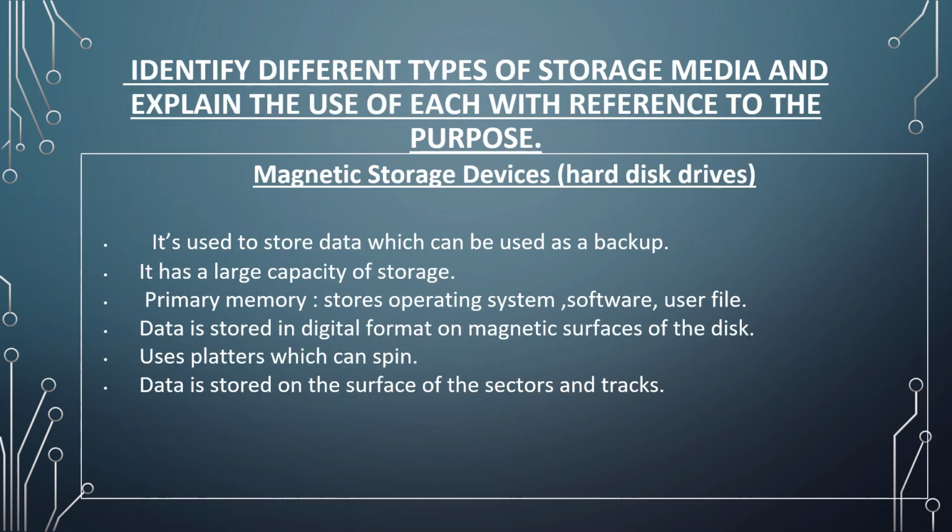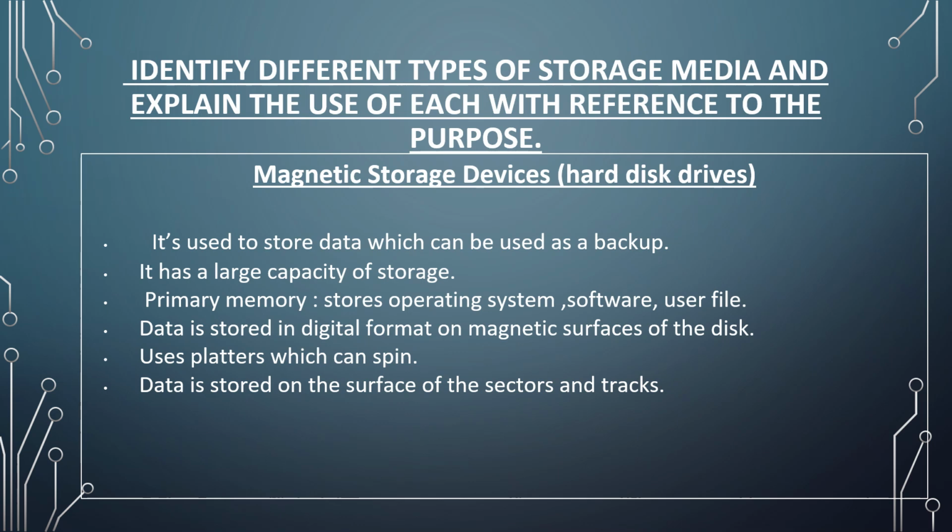In the current slide, we'll be identifying different types of storage media and explaining the use of each with reference to its purpose. The first one is magnetic storage devices, also known as hard disk drives. It is used to store data which can be used as a backup. It has a large storage capacity.